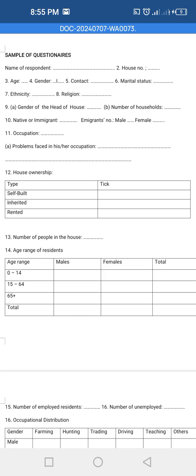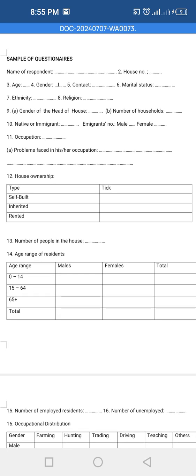Now, this is a sample of questionnaires that I want us to go through. You see from the first, the name of respondent, the house number. When you get to your community and visit the house you want to collect data from, you choose the questionnaire to aid in asking those questions. You ask the name of whoever you meet there, and you ask the house number.